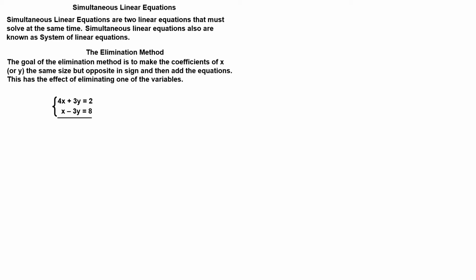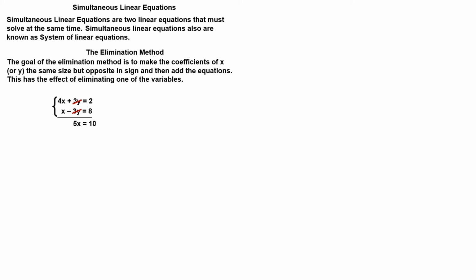We notice that the first equation has a 3y term and the second equation has a minus 3y. The coefficients of y are the same size but opposite in sign. These terms will cancel if we add the equations together. That is, we will eliminate the y terms. Add the equations, add the x's, the y's, and the constants. The y's will be eliminated.